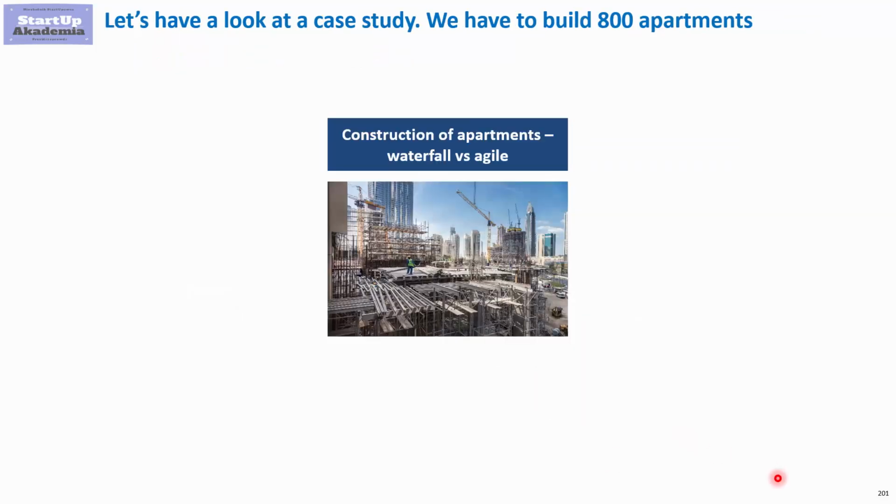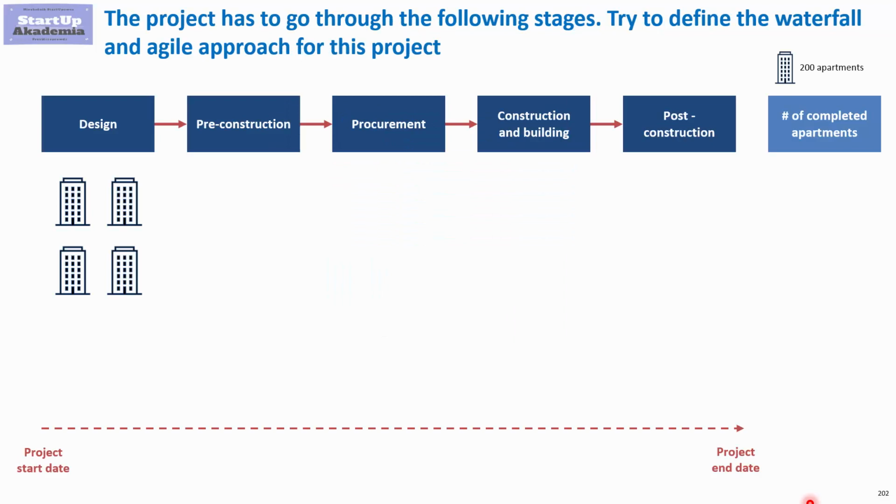In the next lecture, we'll show you the difference using the example of a project where we will be constructing 800 apartments. But before you move on to that, try to guess how this project would look like in waterfall and Agile approach, assuming that we have to build 800 apartments and we have the following stages. So we've got design stage, afterward pre-construction, procurement, construction, building, and post-construction.